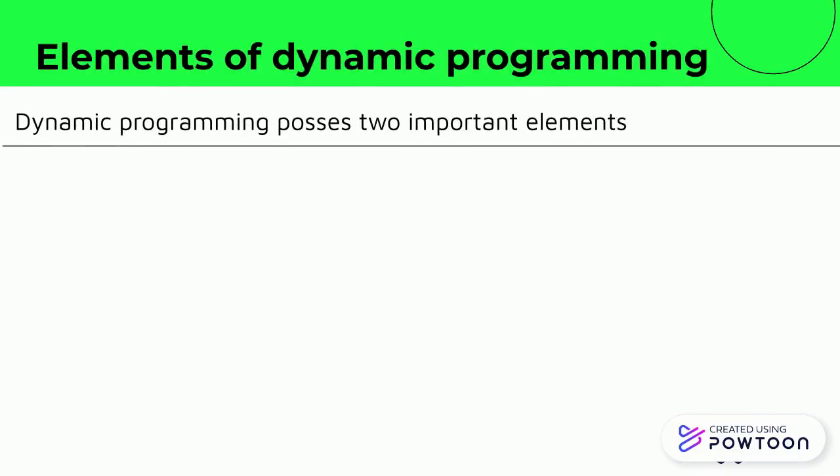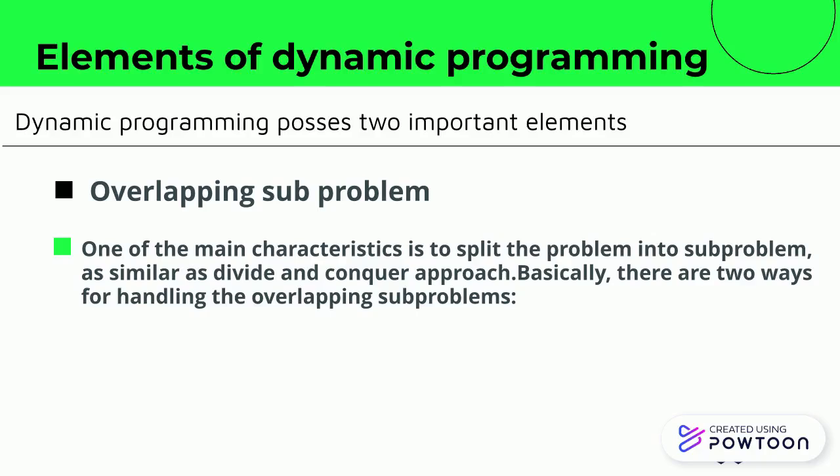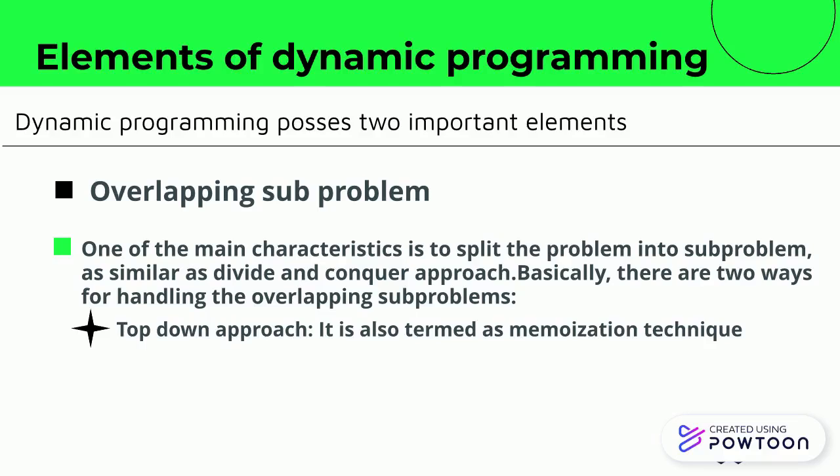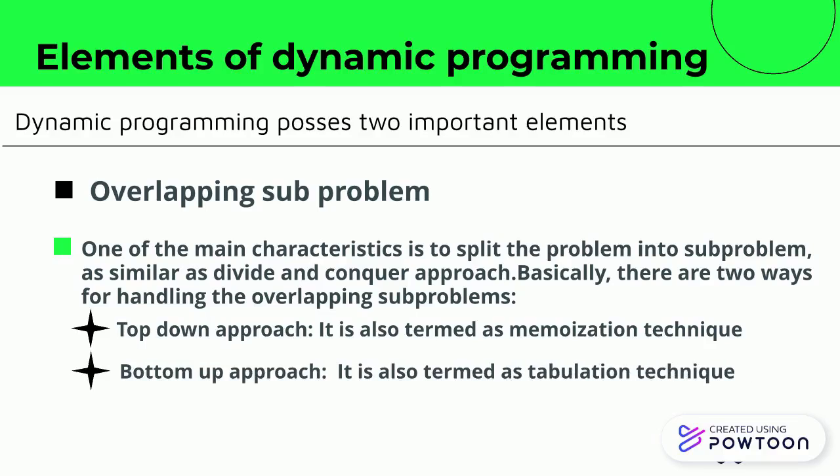And elements of dynamic programming. Firstly, overlapping subproblems. One of the main characteristics is to split the problem into subproblems, similar to the divide and conquer approach. Basically, there are two ways for handling the overlapping subproblems. Firstly, the top-down approach. It is also termed the memoization technique. And lastly, the bottom-up approach. It is also termed the tabulation technique.